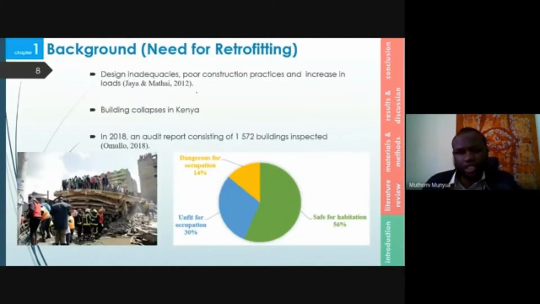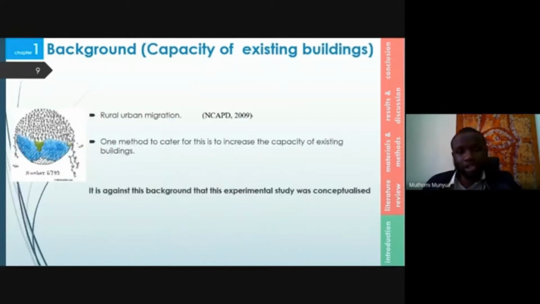Why would we need to retrofit? Mainly because of design inadequacies and poor construction practices that are manifested in building collapses. To put this into perspective, in 2018, an audit report of about 1,500 buildings showed that 44% of those buildings were unsafe for occupation. In addition to that, because of the global phenomenon of rural to urban migration, engineers may be required to increase the capacity of existing buildings to cater to that increasing population. So it is against that background that the experimental study was conceptualized.